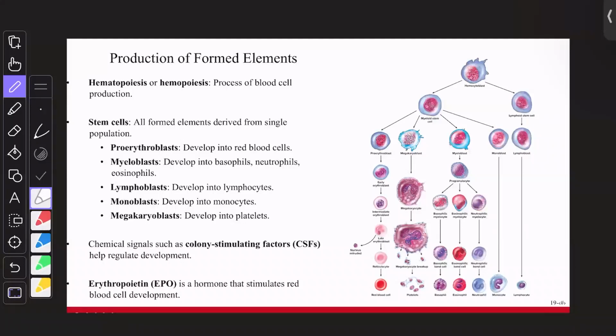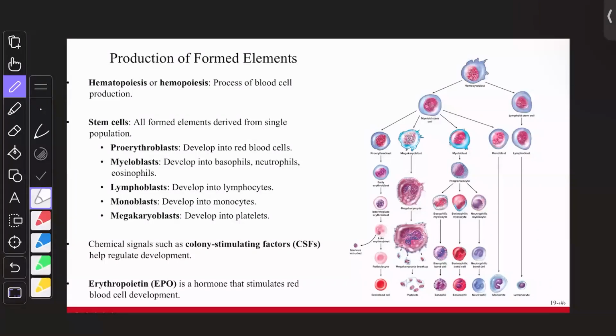You also need to know the formal terms associated with them. So red blood cells are erythrocytes, white blood cells are leukocytes, and platelets are thrombocytes, okay? So you need to know those terms.